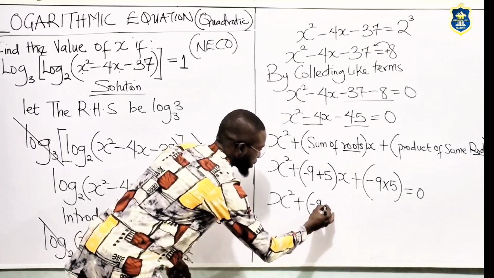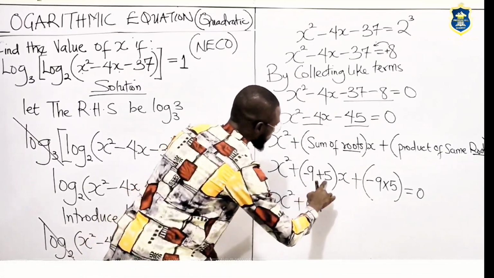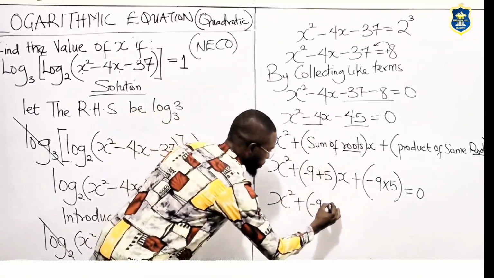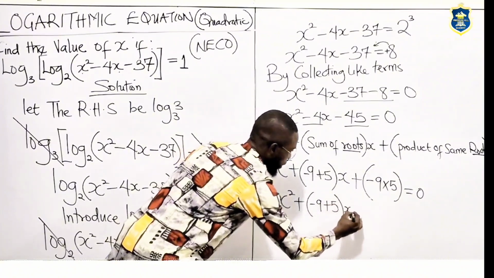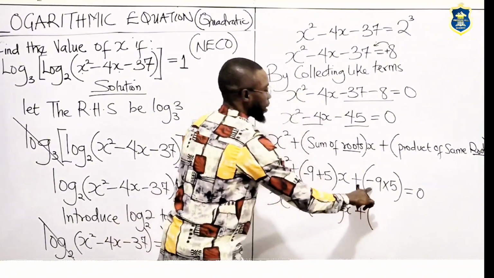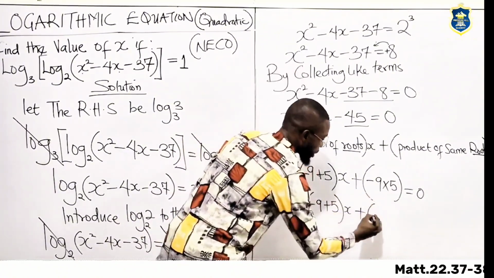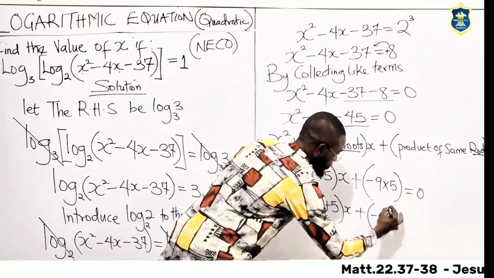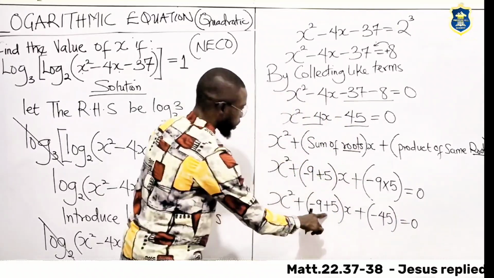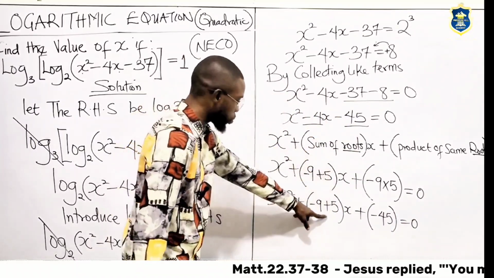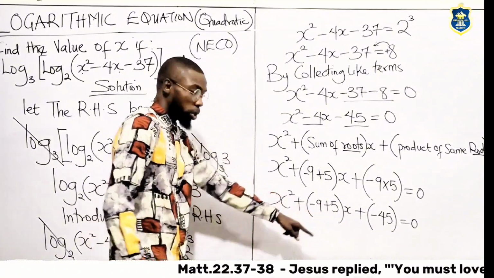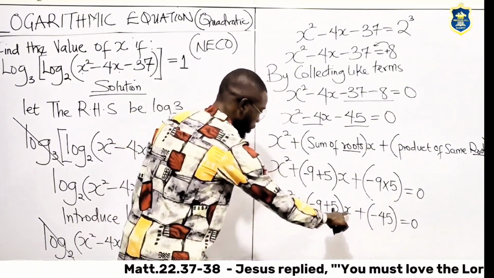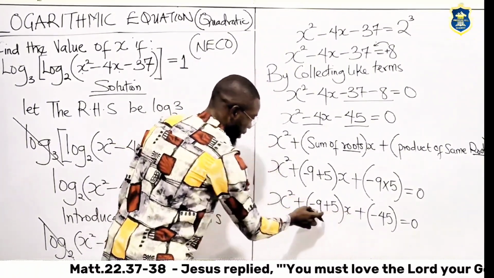Let's continue. If we solve this further, we're going to have x squared plus, minus 9 plus 5 will give us minus 4, correct? So we have minus 9 plus 5 x plus, minus 9 times 5, which is minus 45, equals 0. And if we do this, we are going to have minus 4. So let's just stop here. Don't change this. Leave this one here. So let's use this one to multiply this, and this x will also multiply this, right?